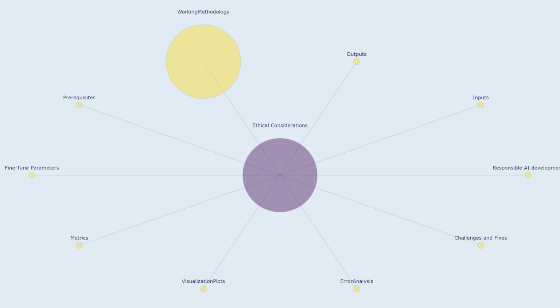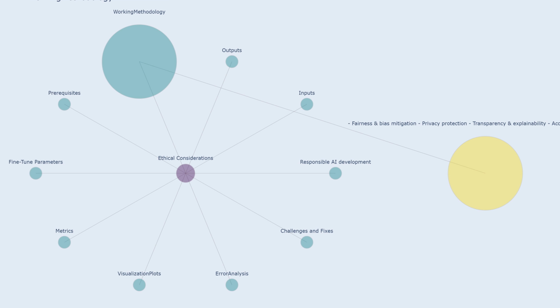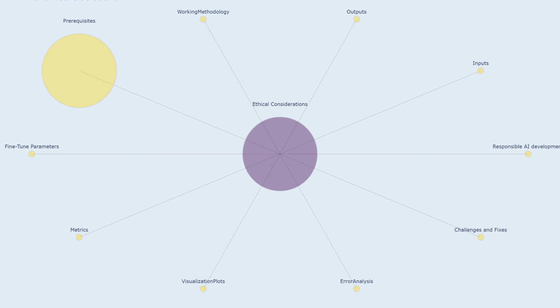Working methodology. Accountability and governance. This involves establishing clear responsibility for the development, deployment, and use of AI systems. It includes frameworks for ethical oversight, risk assessment, and mitigation of potential harm. For example, a self-driving car AI system should have clear accountability mechanisms in place for accidents or unexpected behavior.